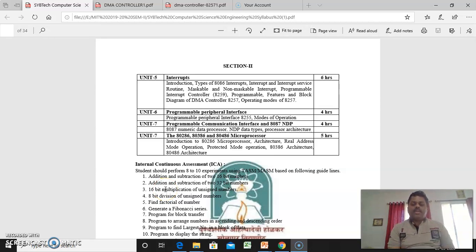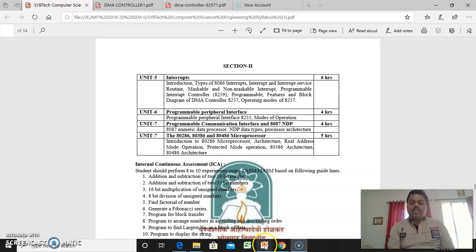Good afternoon, students. Today we will see the next topic of unit number 5 for the subject of microprocessor, that is features and block diagram of a DMA controller 8257 and operating modes of 8257.